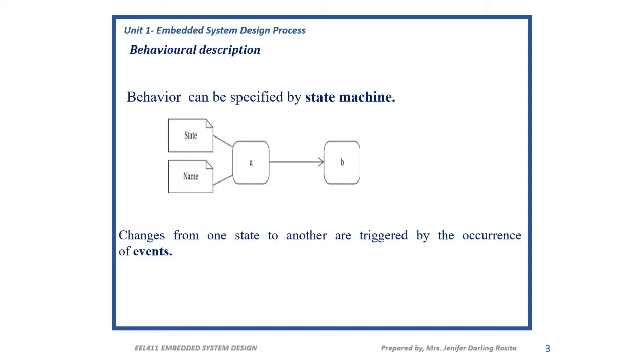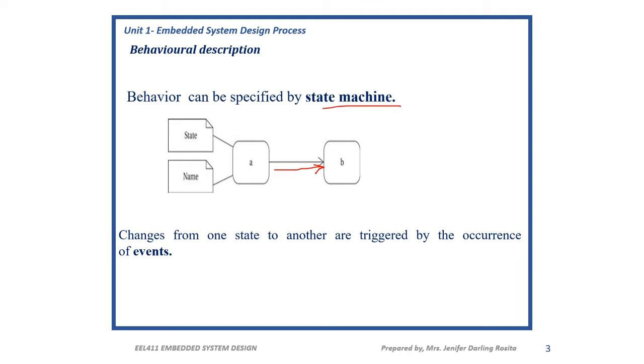So behavioral description always comes with describing the states. There can be many states. There will be a time of transition from one state to another. That can be determined using this arrow mark. Okay. So behavior can be specified by a state machine.